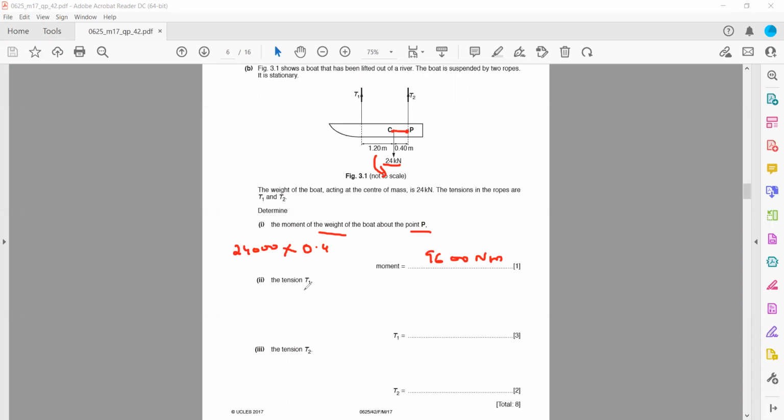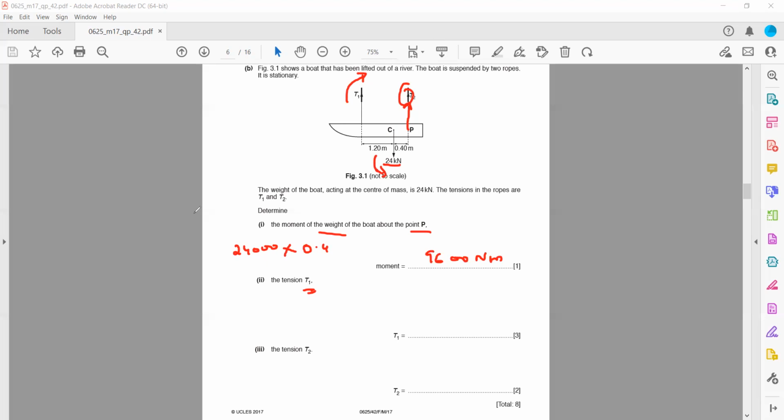Now we want to calculate the tension T1. How do we calculate T1? Because the boat is suspended, we consider the boat to be in equilibrium. The weight is causing an anti-clockwise moment, and T1 acting upward will cause a clockwise moment. T2 does not cause any moment or turning effect because T2 is acting on the pivot. When a force is acting on the pivot, the perpendicular distance is 0.